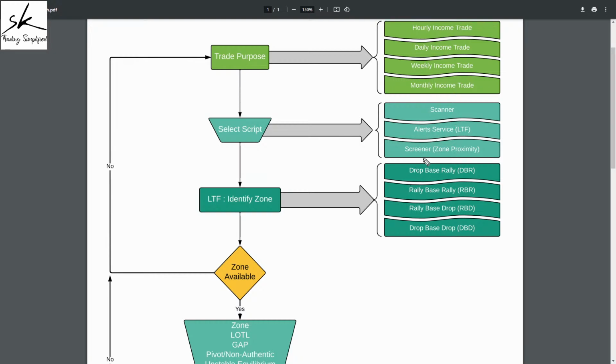Similarly, we have another tool which is called the screener. Now the screener is not based on only the zones which are getting formed today. The screener is based on the proximity to a demand area or a supply area which might have formed today or might have formed, let's say, n number of days or n number of months or n number of years ago. So let me show you an example of the screener as well.